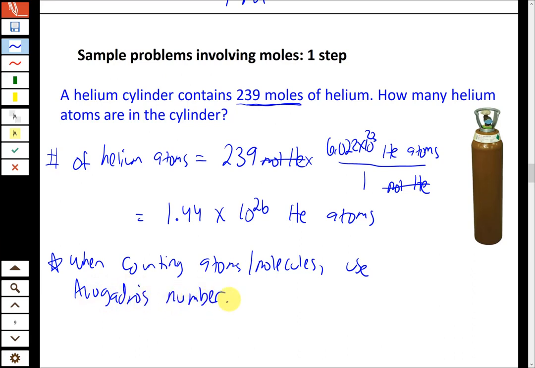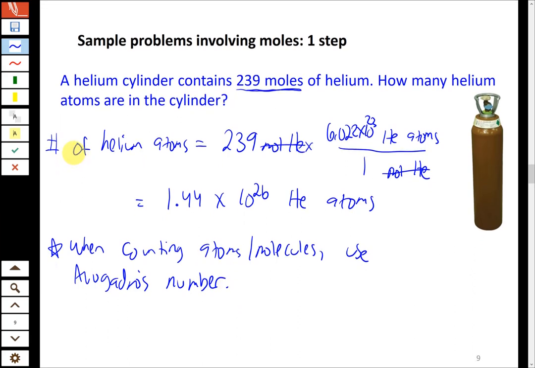The other important thing is that when you're using Avogadro's number, it doesn't matter what substance it is. This is helium, but if we had done the same calculation for any other element on the periodic table, carbon, nitrogen, oxygen, whatever, it would be the same calculation. Avogadro's number applies to all substances. It's not specific to any one element or compound. So the identity of the substance doesn't matter in this case.